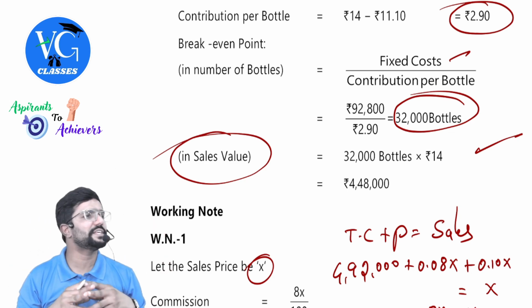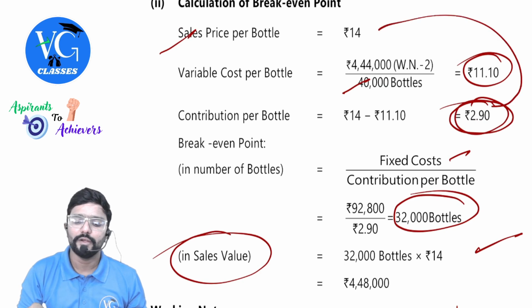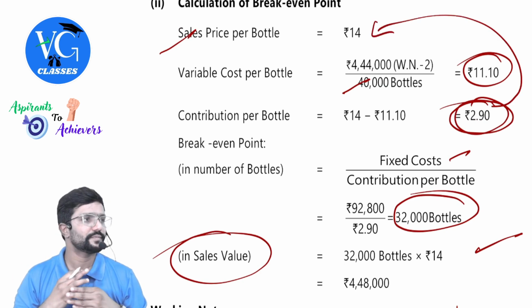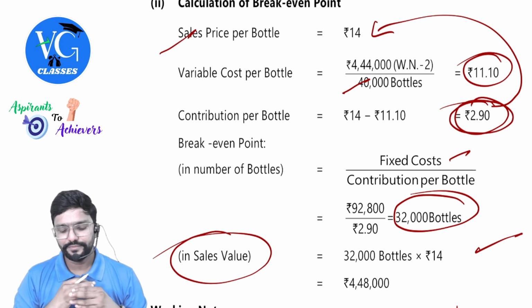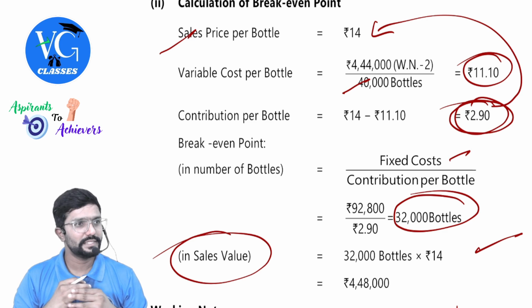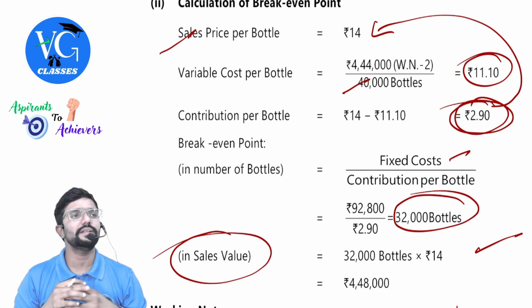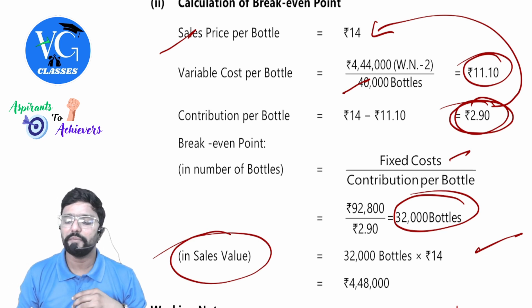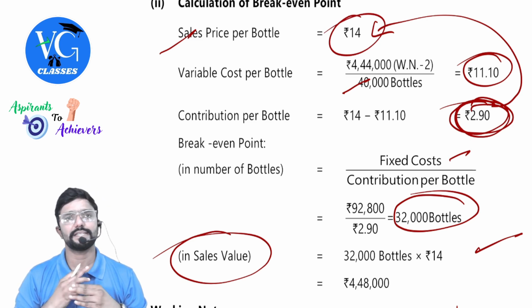Or instead of using this formula, can I use our regular formula, fixed cost divided by PV ratio? In that case, you have to calculate PV ratio first: 2.90 by 40 into 100. That would be the denominator. You will get a decimal. Better you use this only. Or if you are getting a decimal, instead of putting percentage, you keep it as 2.90 by 40. Keep it like that.